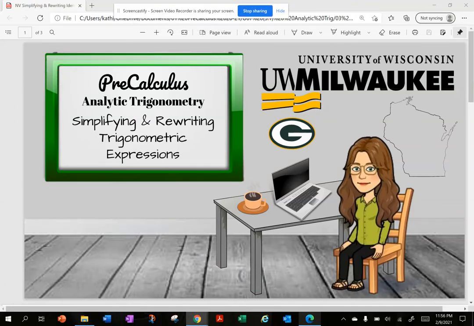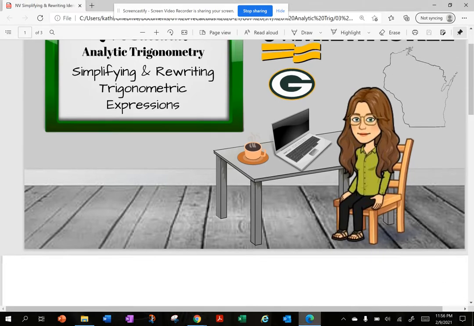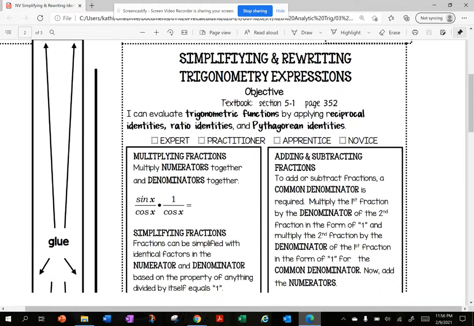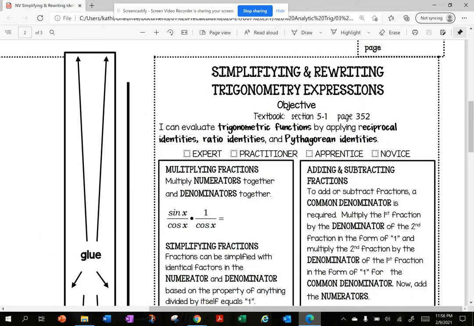Today's lesson is simplifying and rewriting trigonometric expressions. So my learning objective for today is, I can evaluate trigonometric functions by applying reciprocal identities, ratio identities, and Pythagorean identities.